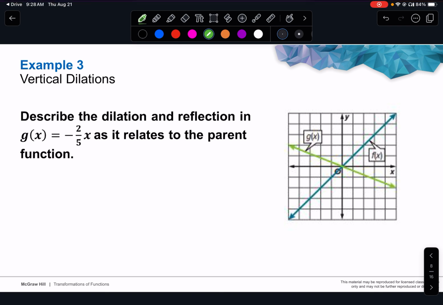Okay. Next thing we're going to do is we're going to write the equation, describe, and we're not going to write the equation. We're just going to describe the dilation here first. Okay. So first thing we need to do is recognize the family. This is a linear family.